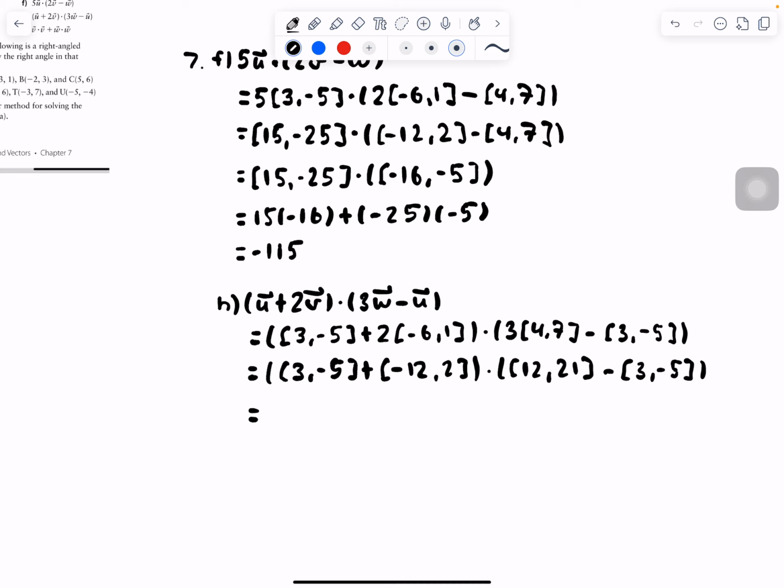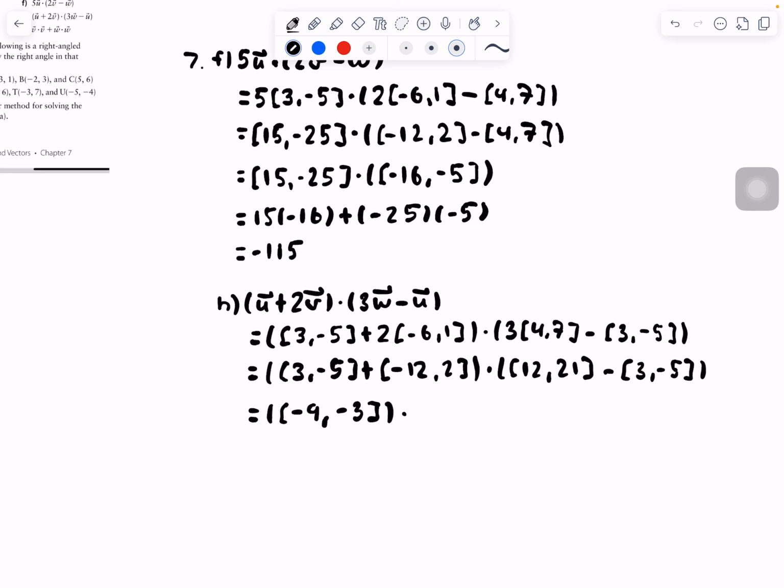Okay, now we can complete all the operations of the parentheses and then dot them at the end. Again, for all these questions, we're just following order of operations the way we see them. So, in each of the parentheses, we get 3 plus negative 12, that's negative 9. Then negative 5 plus 2, negative 3.